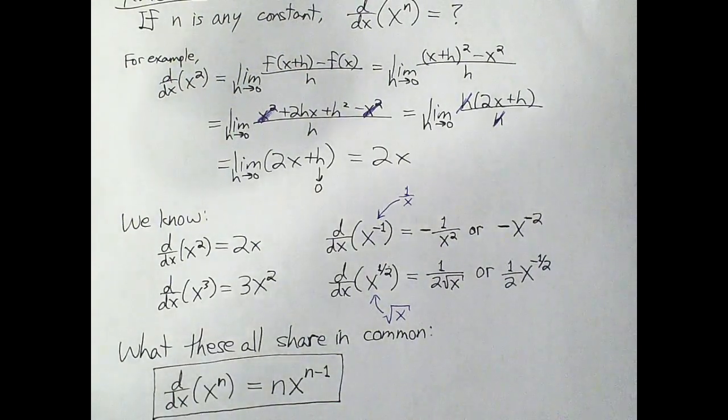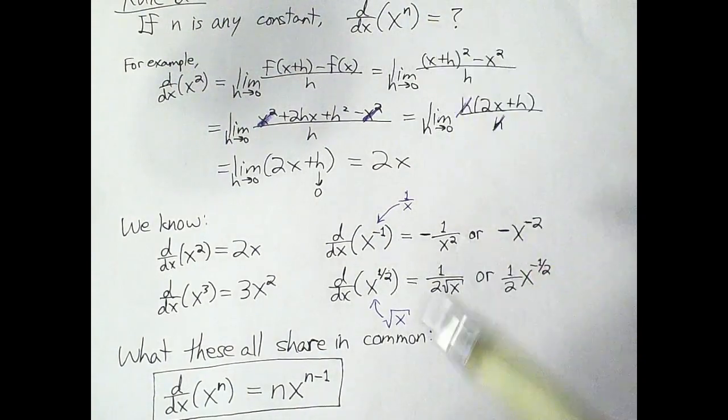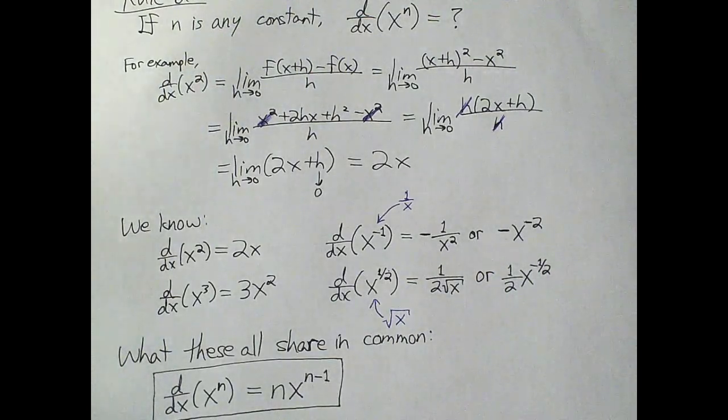All 4 of these follow this rule, and in fact, this is the general answer. When n is any constant, d dx of x to the n is always going to equal this little formula. So I guess you could say that it's a shortcut in the sense that it lets us find a derivative without having to use the definition of the derivative. We get to use this formula instead.